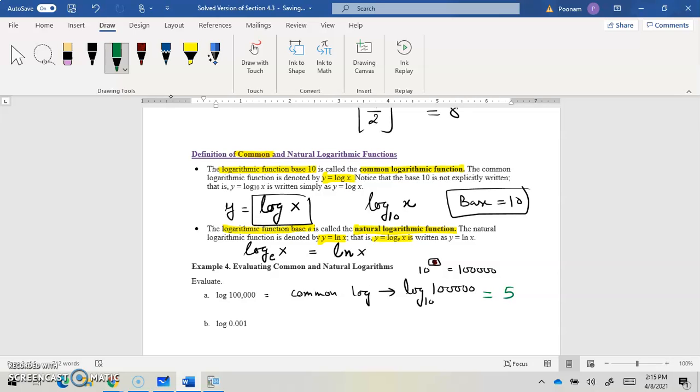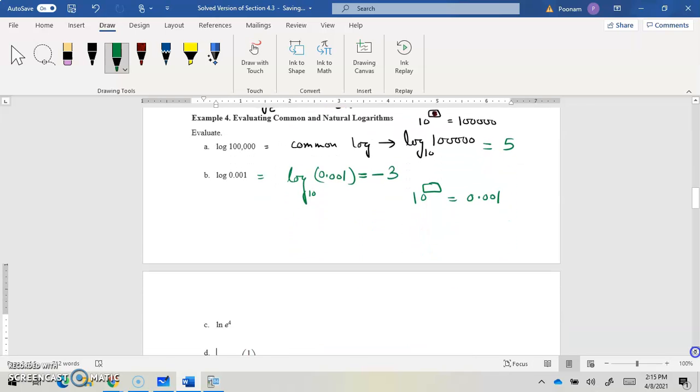Next we have log of 0.001. That is also common log because the base is not mentioned. What should 10 be raised to get 0.001? I think that should be a negative number because it is the reciprocal, 1 by 1000. So negative 3.